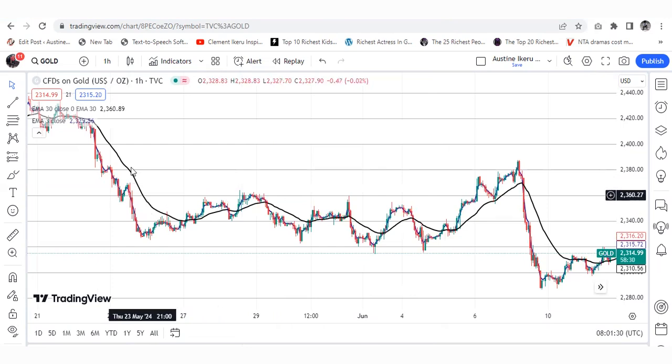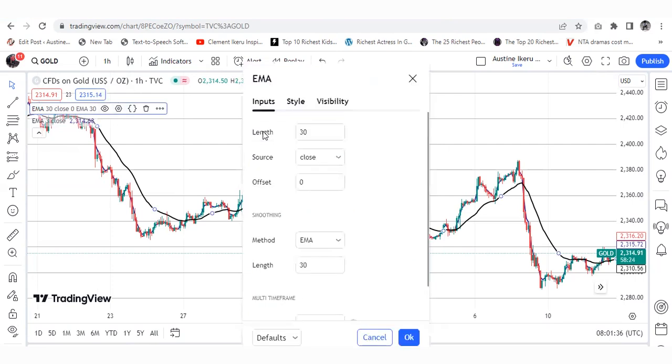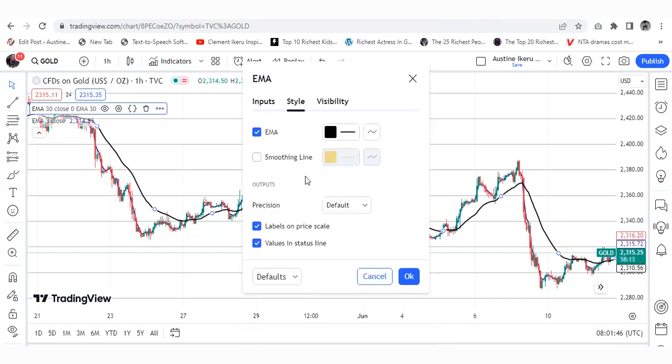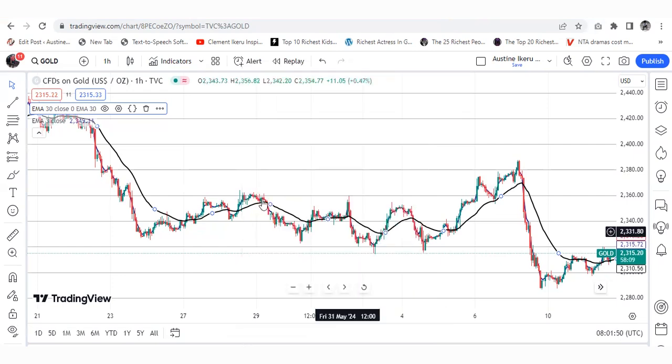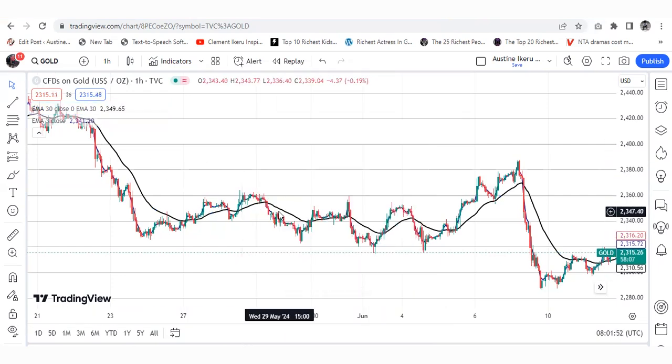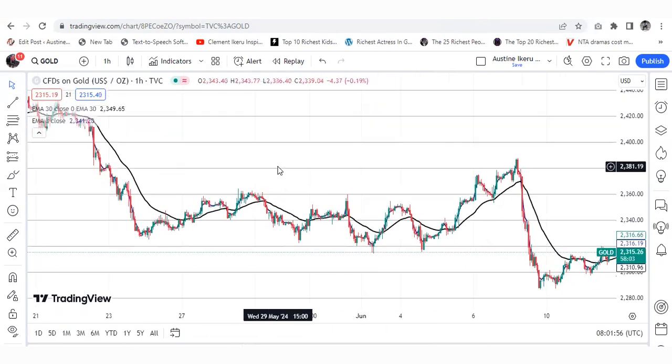Then it will appear. Then the second one, you go back to the second one, you make the changes to the input. You can put 30 depending on the moving average you want, the period that you want. The length will be 30, the method will be EMA, and the length will also be 30. Then you come to the style, and then you increase the thickness, and after that you click OK, and then the moving average is already plotted on the chart for you. So now the moving average has been plotted on the chart.